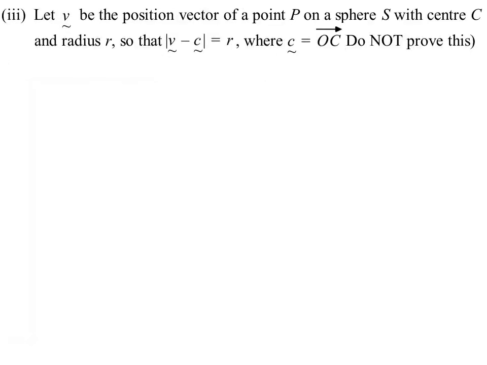Now, this one. Let V be the position vector of a point P on the sphere. The sphere has centre C. So therefore we've got that the magnitude of V minus C is equal to R, where C is that. Do not prove this. Make sure you read those words. Do not prove this, don't waste time.